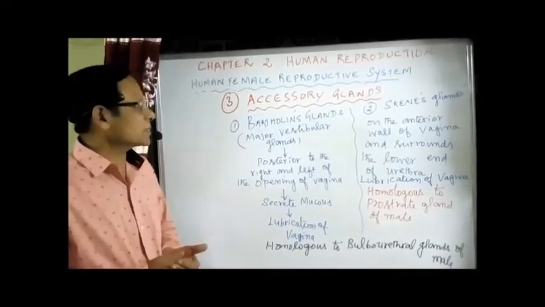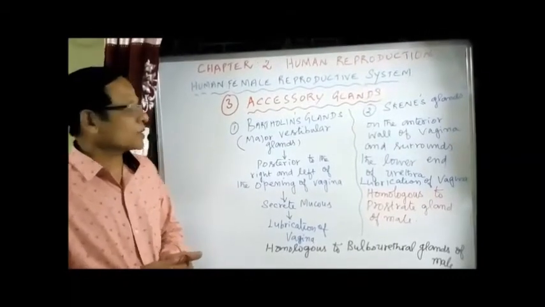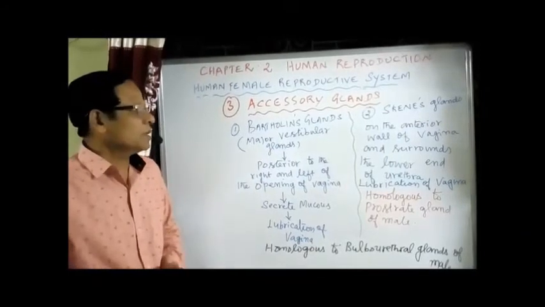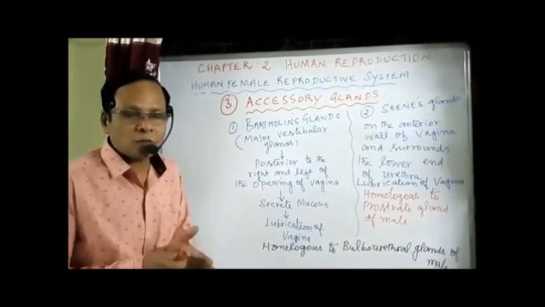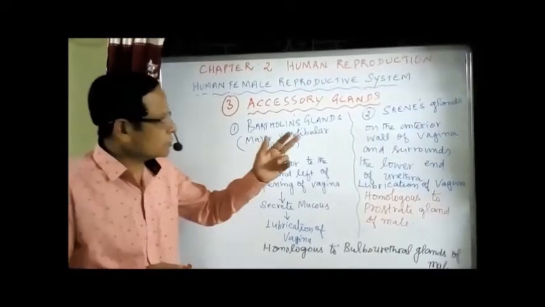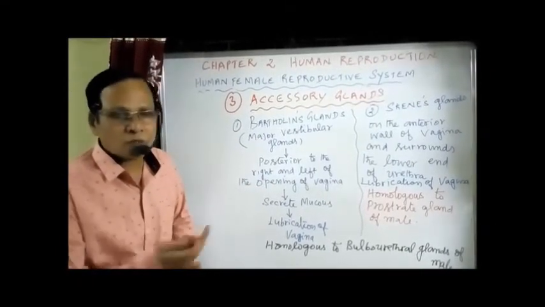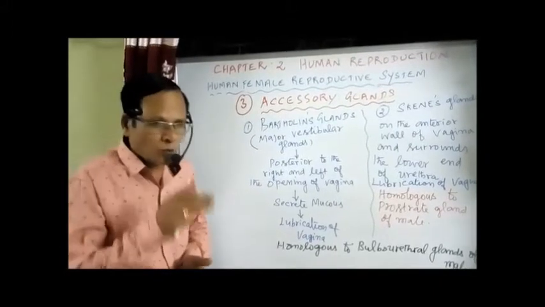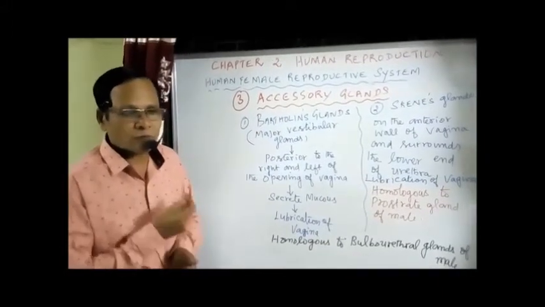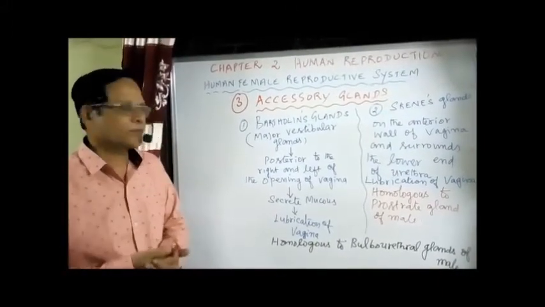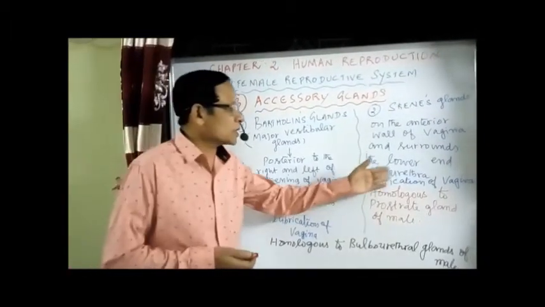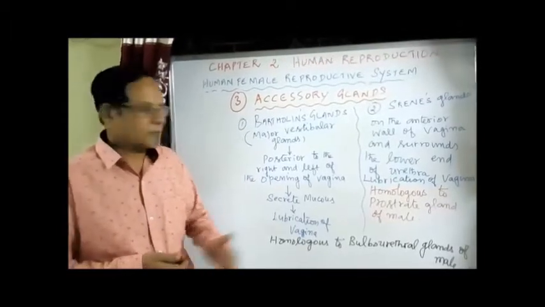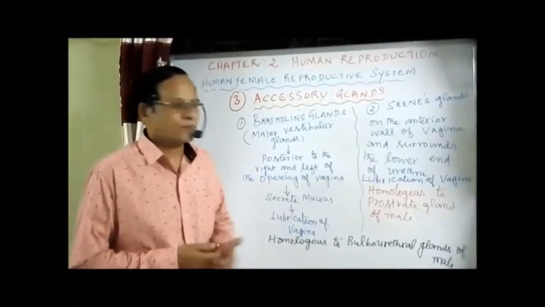The second gland associated with the female reproductive system is Skene's gland. Now they are present on the anterior wall of the vagina and surround the lower end of the urethra. These glands are also concerned with the secretion of a mucus fluid, concerned with the lubrication of the vagina.